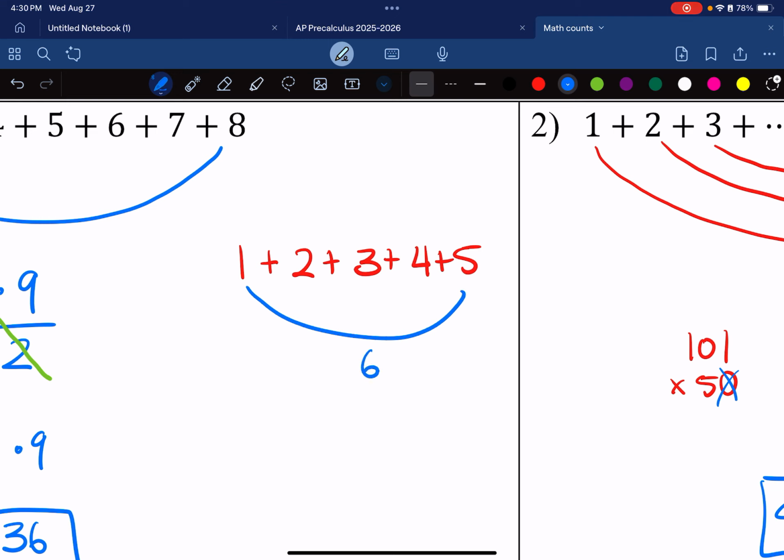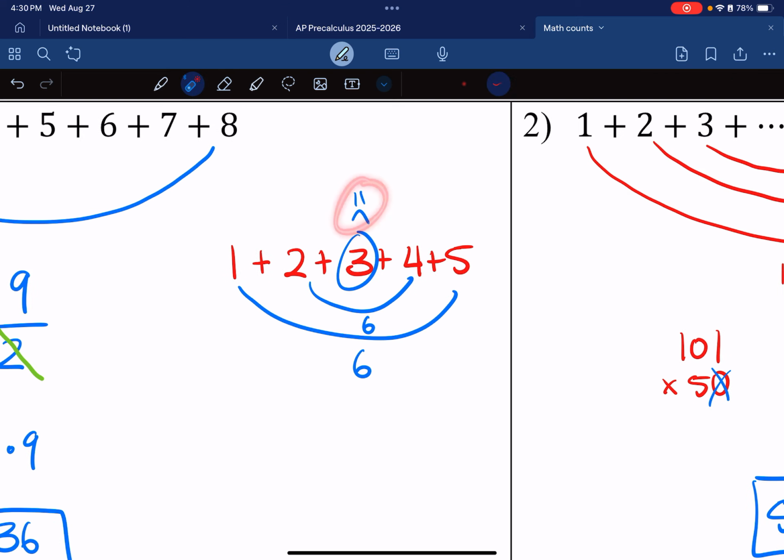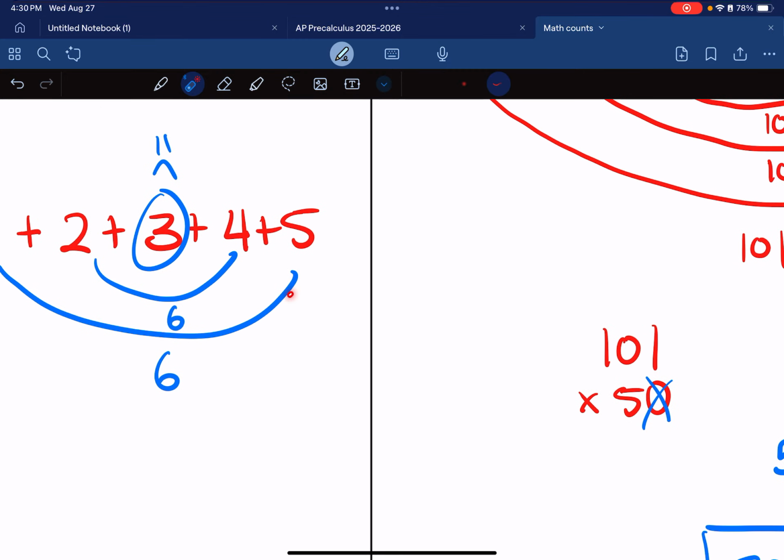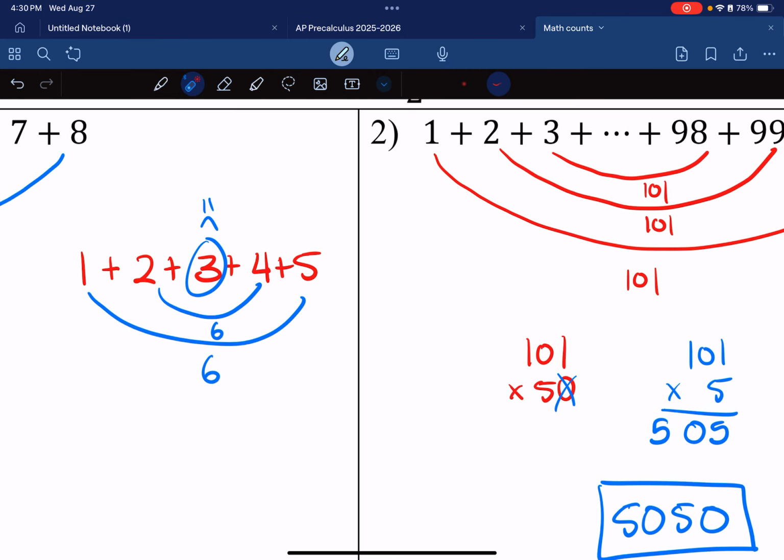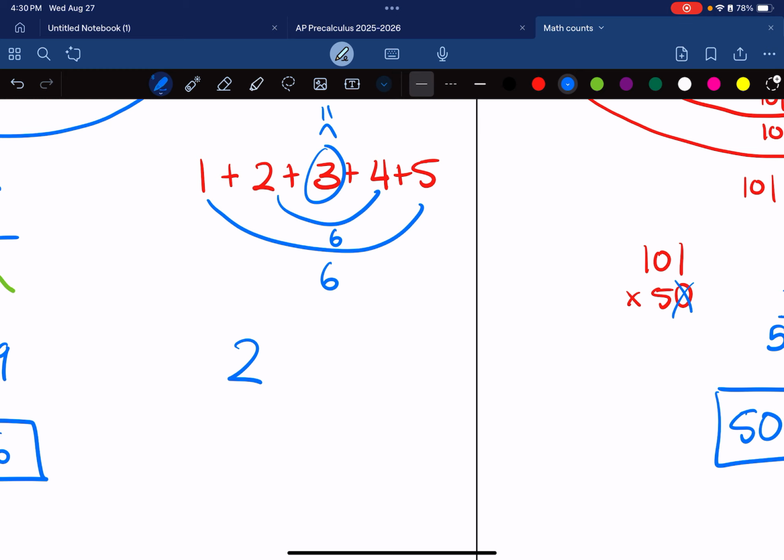1 plus 5 is 6. 2 plus 4 is 6. And then I have 3 in the middle, and he's sad. He has no friends. He's all by himself. How many pairs do we have? We have 2 pairs, and we are going to do 2 times 6. But that's not the answer because we have to add in a 3.